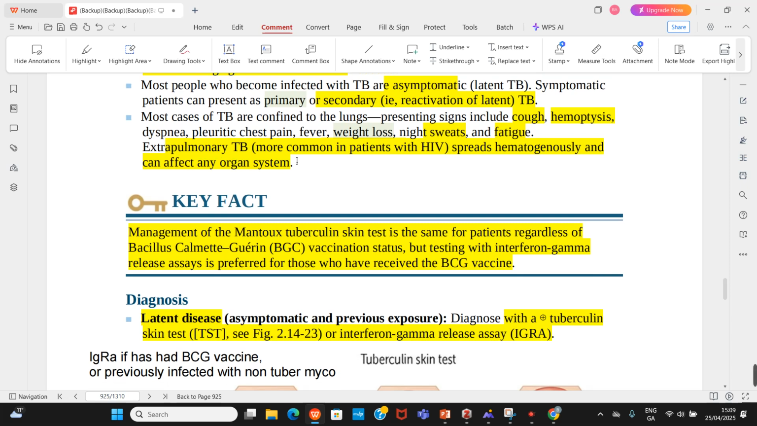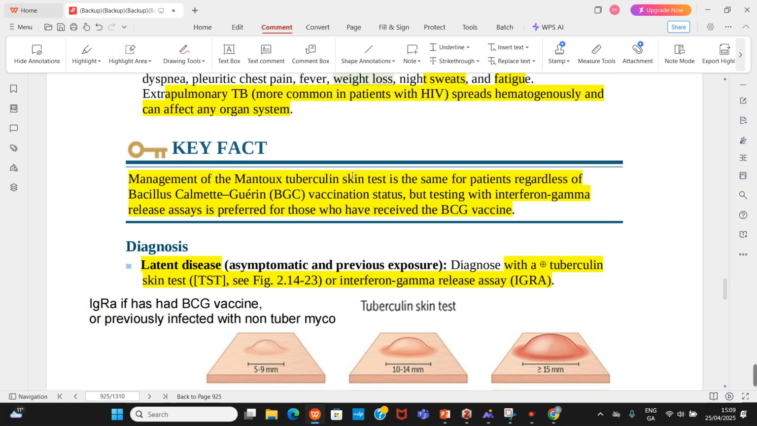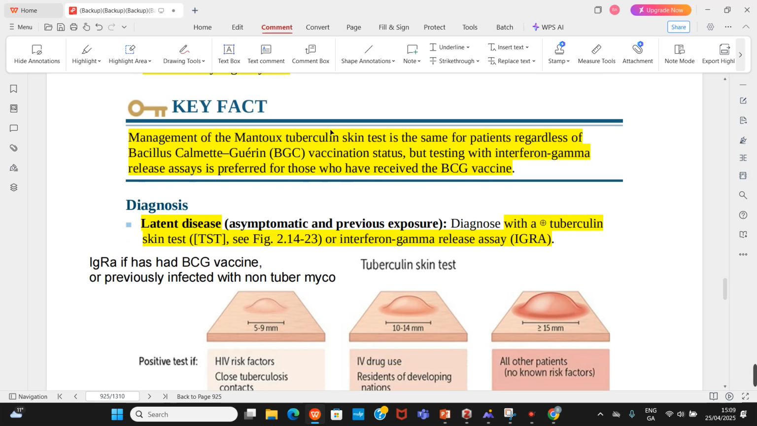Extrapulmonary spread of the tuberculosis infection can go outside the lungs. Because typically it affects the lungs, but sometimes it might go outside the lungs, especially in people that are immunosuppressed, and it can disseminate hematogenously to other parts. So there are so many tests we do just to screen for tuberculosis.